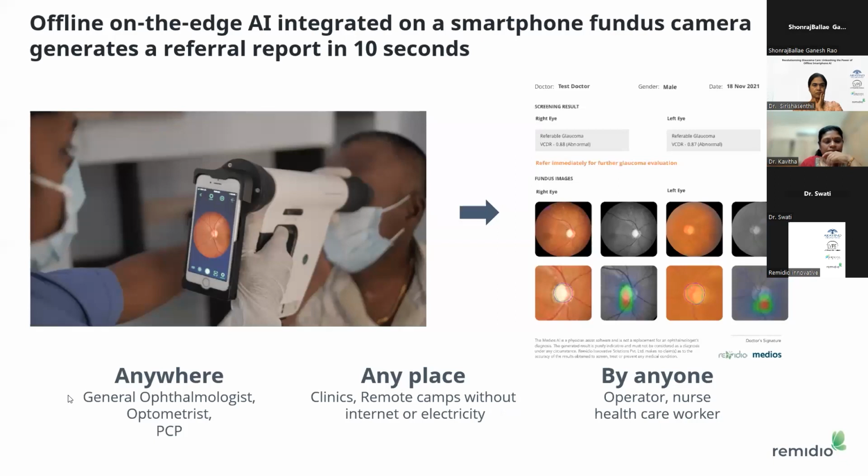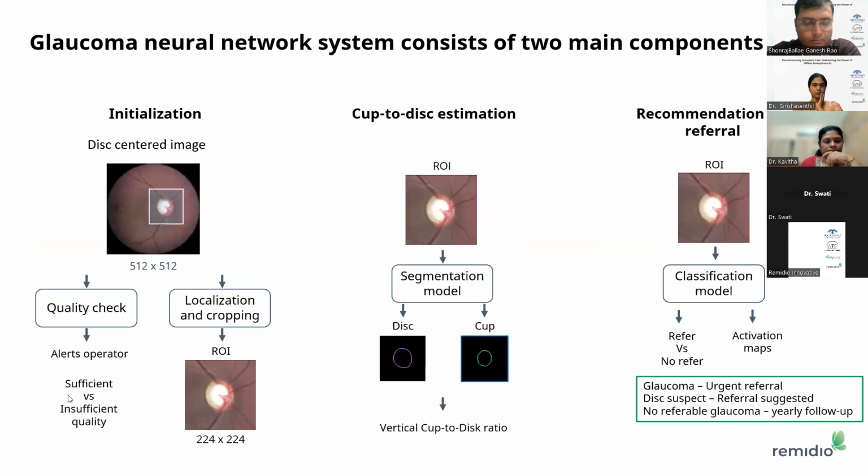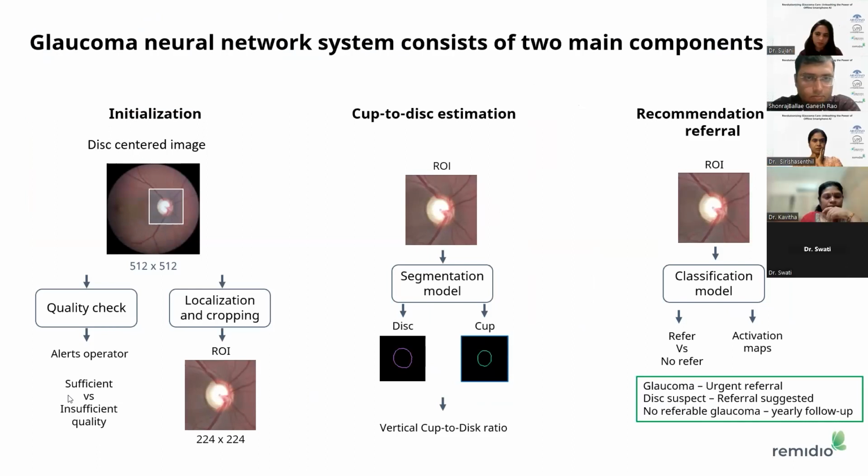So the AI developed runs on a smartphone-based fundus camera that's very simple to use. The operator essentially captures a disc or macula-centered image and runs the AI analysis. The system is deployed completely offline. That means it does not require internet for inferencing, and one can get a report in about 10 seconds. So the AI has been developed with several thousands of images that have been used at the time of training. And the ground truth also includes the final diagnosis provided by a glaucoma specialist at the end of comprehensive evaluation, essentially allowing the AI to learn beyond fundus images from modalities like OCT.